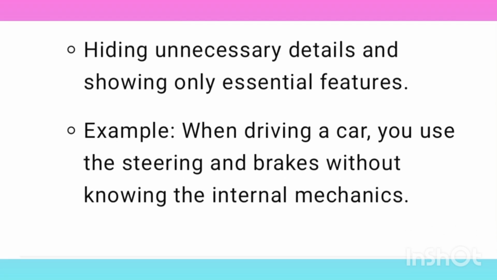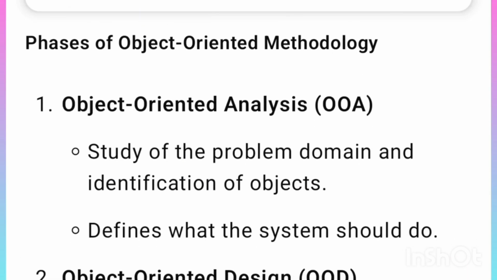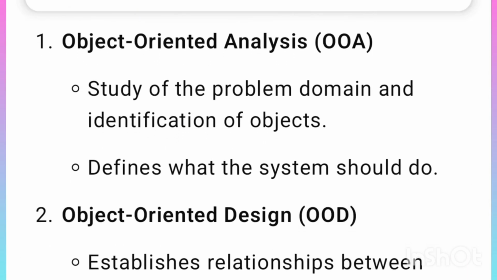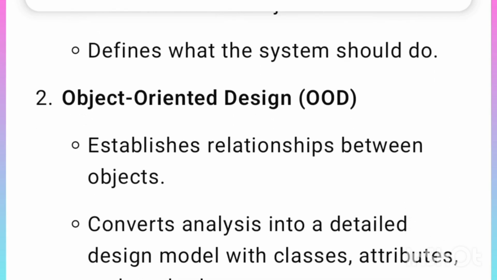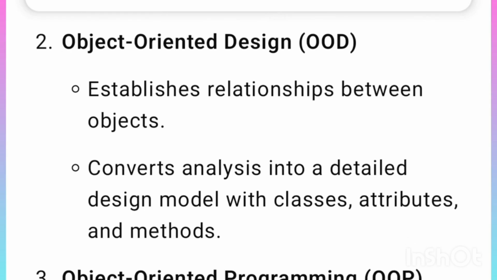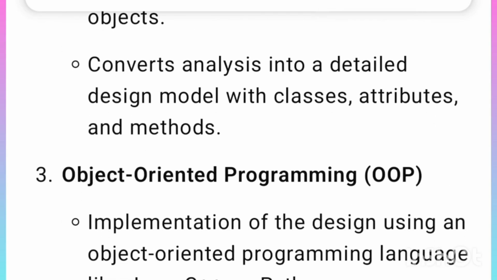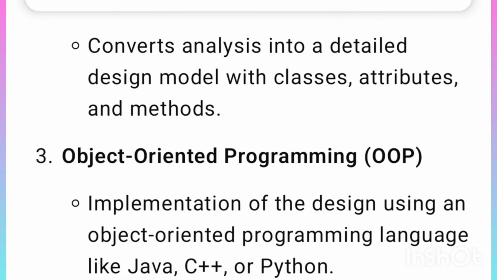Phases of object-oriented methodology. 1. Object-oriented analysis, OOA. Study of the problem domain and identification of objects, defines what the system should do. 2. Object-oriented design, OOD. Establishes relationships between objects. Converts analysis into a detailed design model with classes, attributes, and methods.